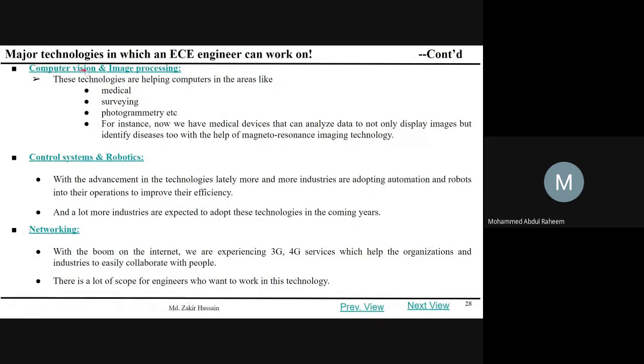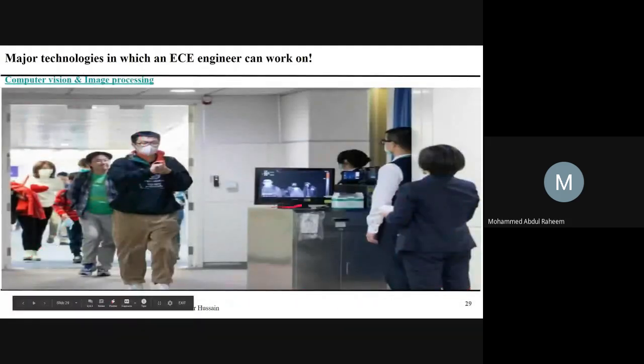Coming to other technologies, computer vision and image processing. These technologies are helping computers in areas like medical, surveying, and photogrammetry. For instance, now we have medical devices that can analyze data to not only display images but also identify diseases, with the help of magnetic resonance imaging technology, MRI, as we call it. If you look at this picture, you will appreciate that guys here are watching images of passengers or whoever may be entering, and they conclude by looking at facial gestures and the temperature they can monitor. All this is possible through sensor technology.